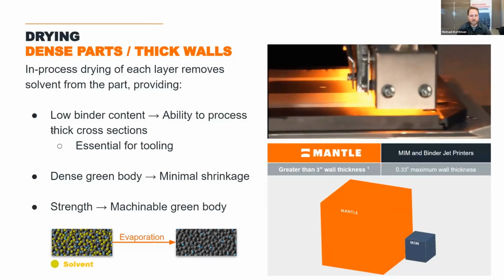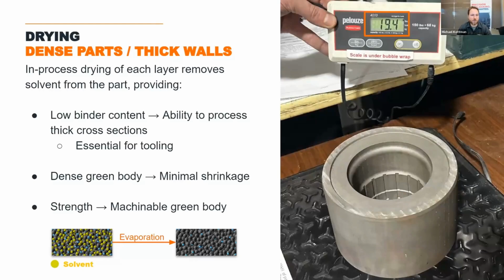I think the next slide, there's one of the parts that we printed. So this is a molding insert for plastic injection molding. And this has conformal cooling in it, but it's still nearly 20 pounds. And so this part wouldn't be producible with other types of sintering processes, and with other additive processes that don't require sintering, you wouldn't get the surface finish and the part accuracy that we get with our process.